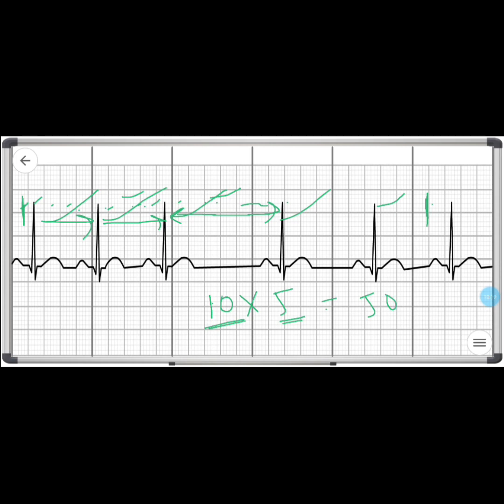Say, for example, if I start from here and it comes to here, the 30 is here, 1, 2, 3, 4, 5 up to 30 over here. I need to count the number of R's in these 30 boxes. It's going to be 1, 2, 3, 4, 5, 6. So 10 is the constant, multiplied by 6, that's going to give a number of 60. That would be the heart rate.